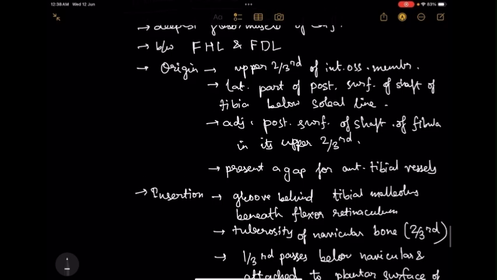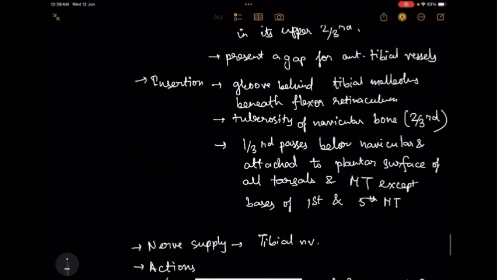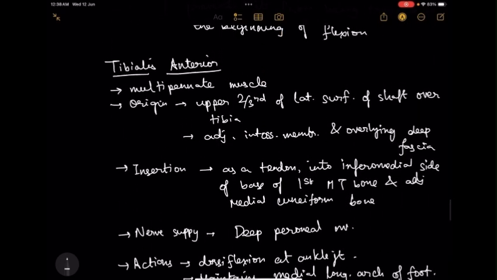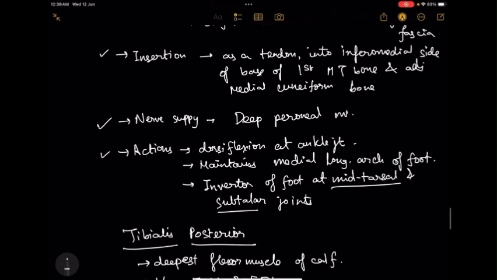but then this is the absolute minimum. There are no other points more than this you can write, and less than this you cannot compromise on. These are the points which are required absolutely. See, some extra points are mentioned, like some tidbits. Origin must be mentioned, insertion has to be mentioned, nerve supply and actions. So we are covering a total of 5 points.